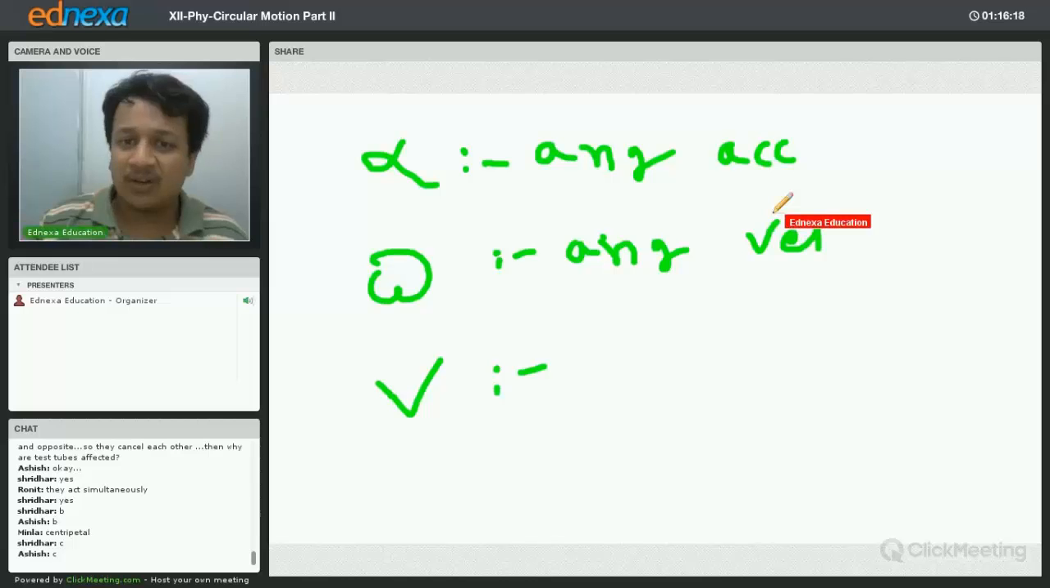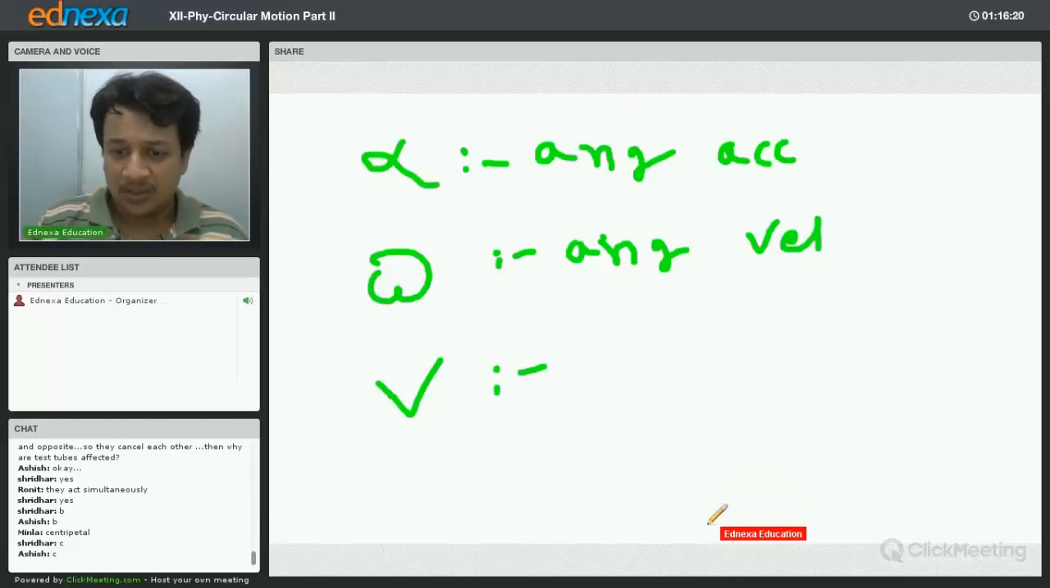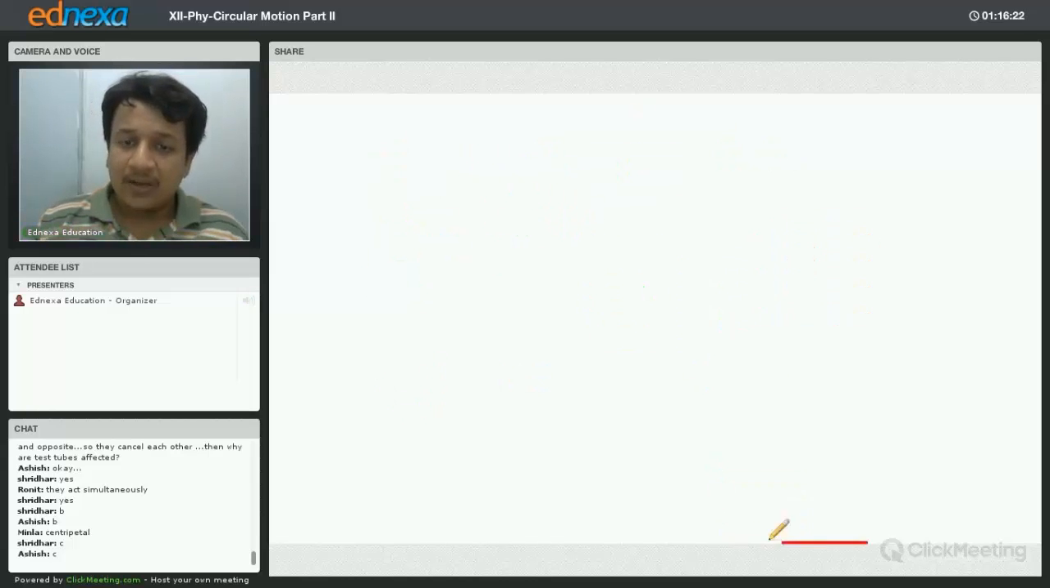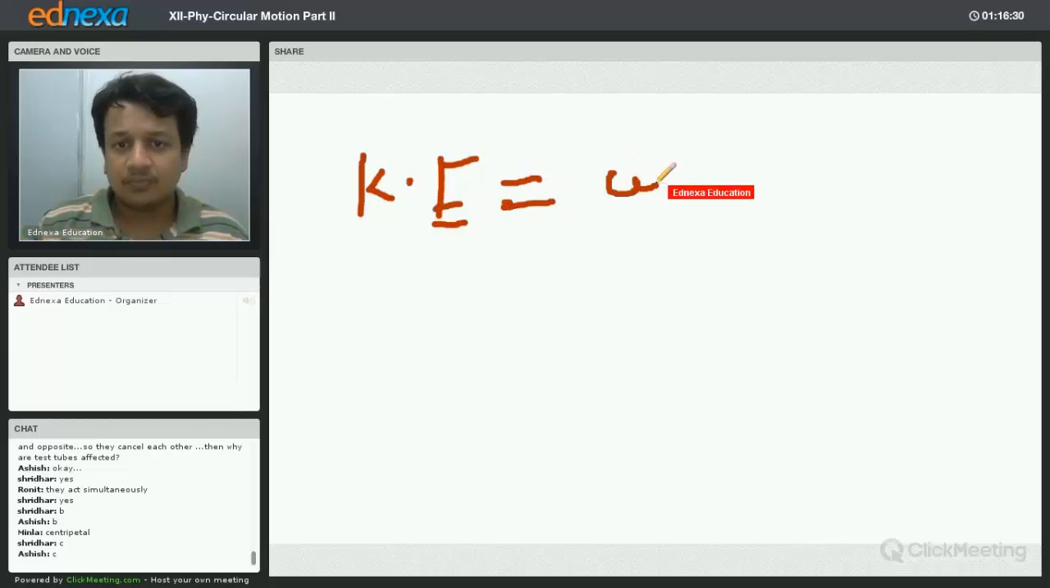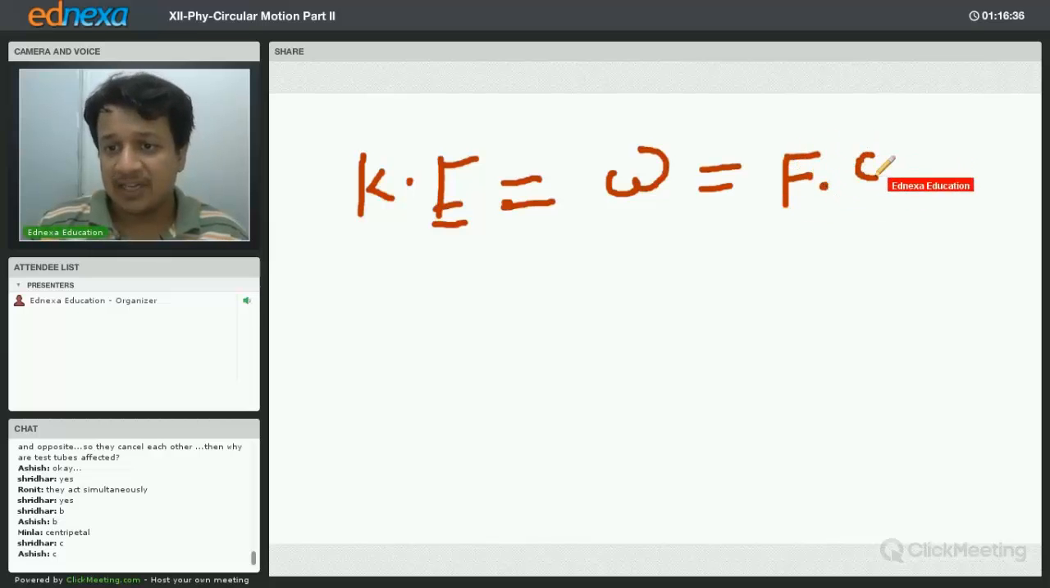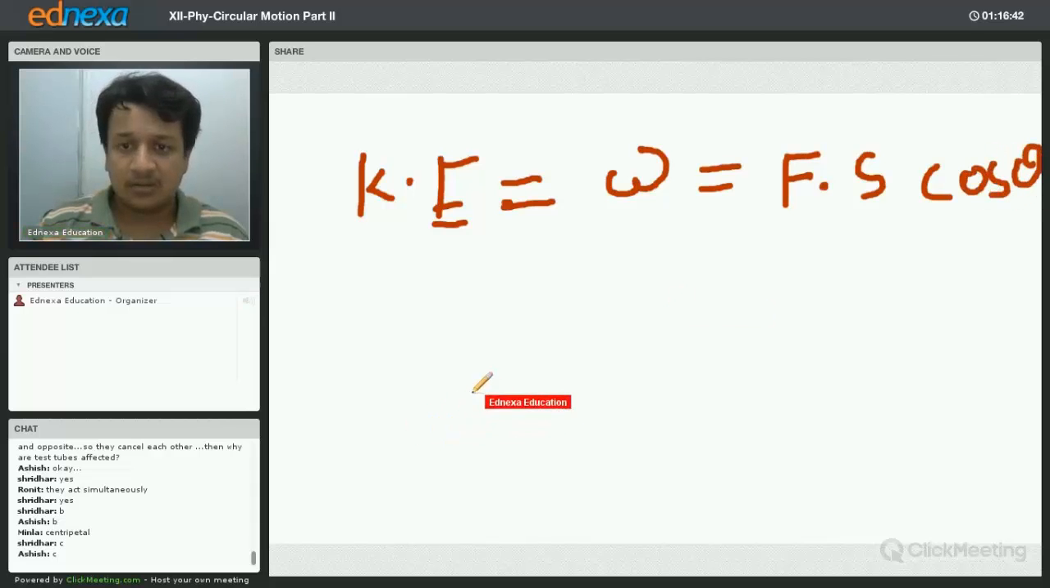Two different concepts I am going to discuss with you over here. Kinetic energy is nothing but the work done. Isn't it? What is the formula for work done? Work done is force F into displacement S cos theta, F s cos theta. Can you tell me the angle between force and displacement?